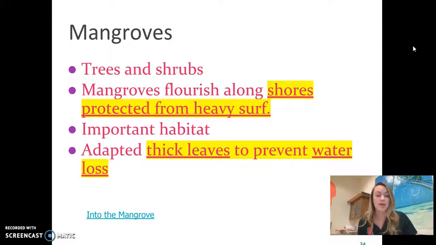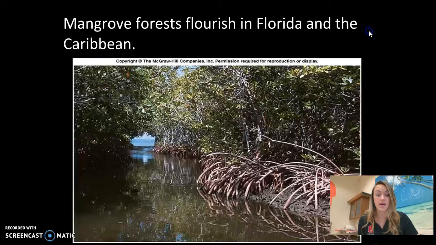What's really cool about mangroves is that they have actually adapted super thick leaves in order to prevent water loss. So all plants go through a process called transpiration, which is getting rid of that excess water from cellular respiration occurring. While mangroves, because they are in that salty environment and because we know that osmosis would draw that water out into that salty environment, they've actually adapted these super thick leaves with a very thick cuticle in order to prevent that loss of water, thus maintaining an osmotic balance.